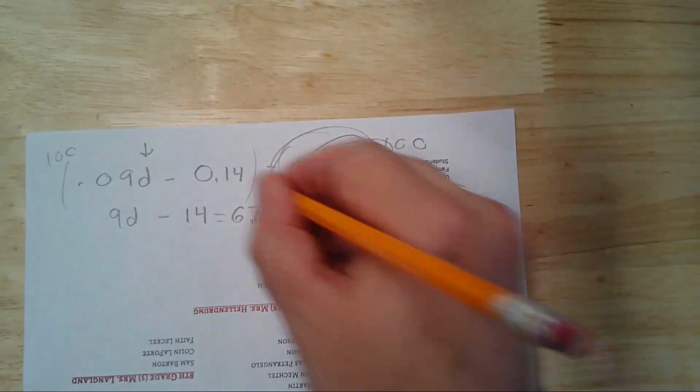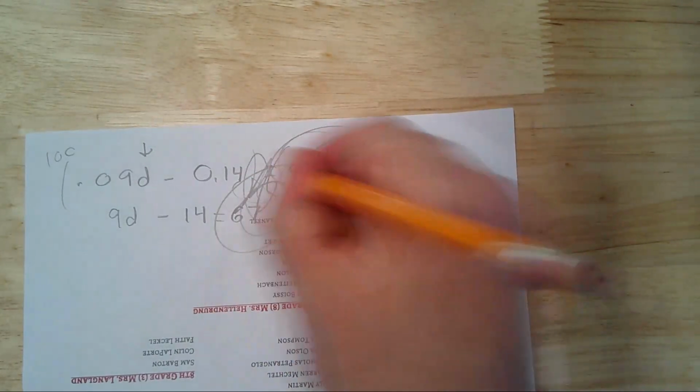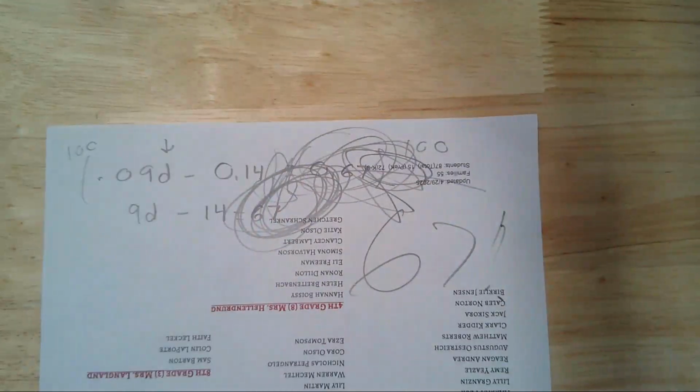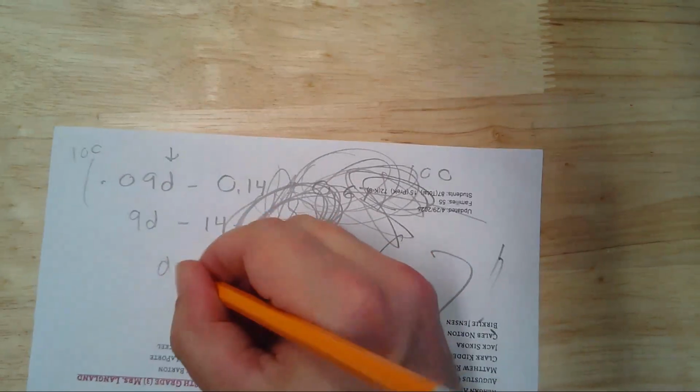There it is, 6, 7, it shows up again. So add 14, 90 equals 81, D equals 9.